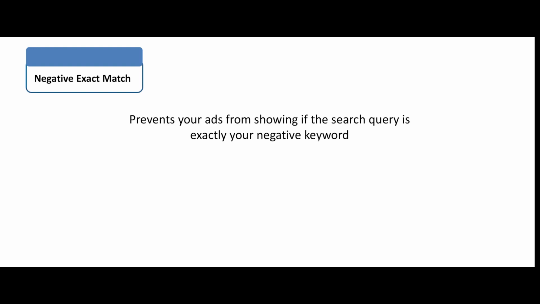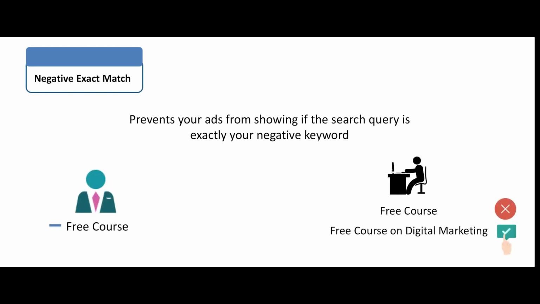Negative exact match. Negative exact match prevents your ads from showing if the search query is exactly your negative keyword. This means your ad will be shown if extra words or phrases are added either before or after the keyword. For example, if the negative keyword is free course, my ad will not be visible if someone searches for free course, but it will be visible if someone searches for free course on digital marketing.